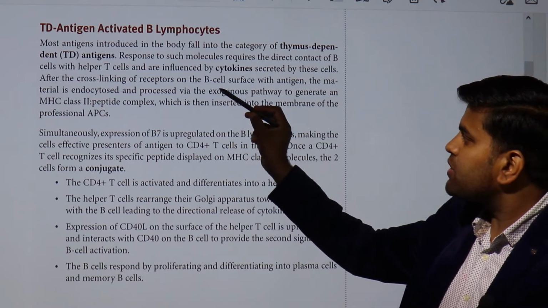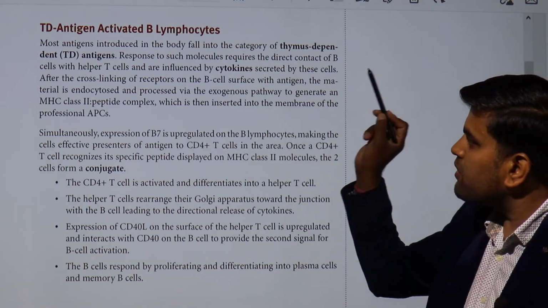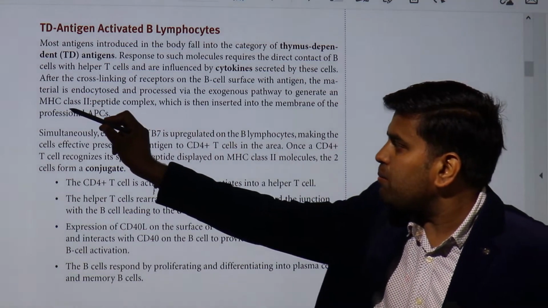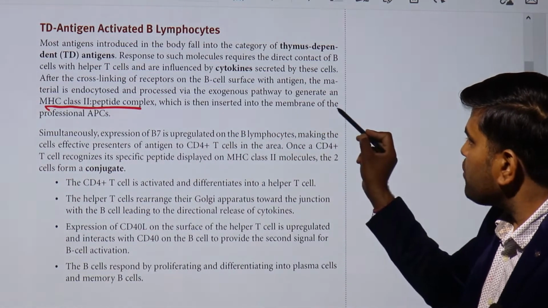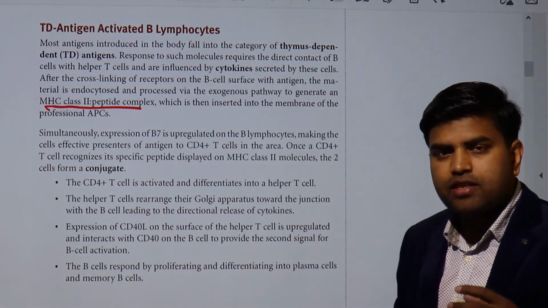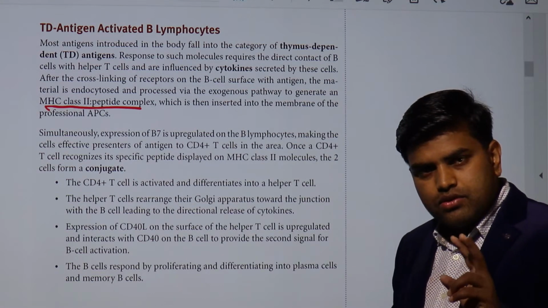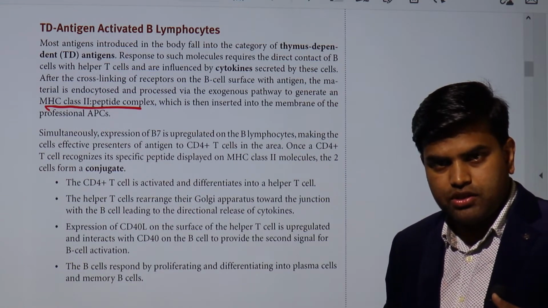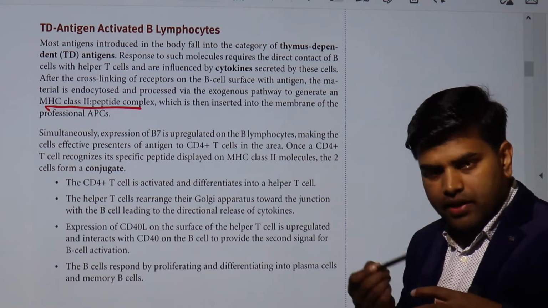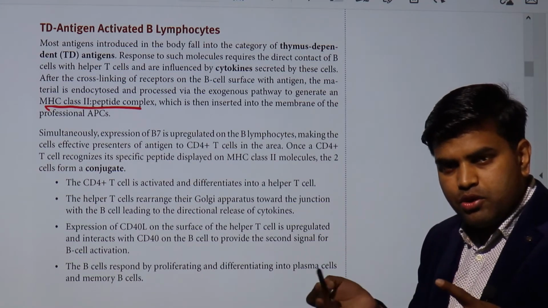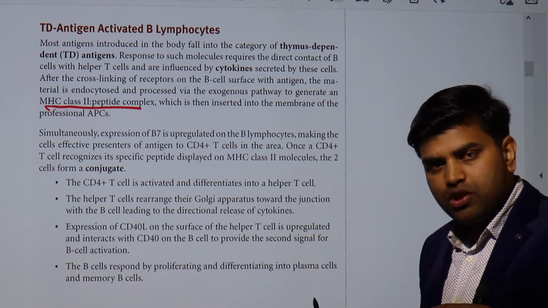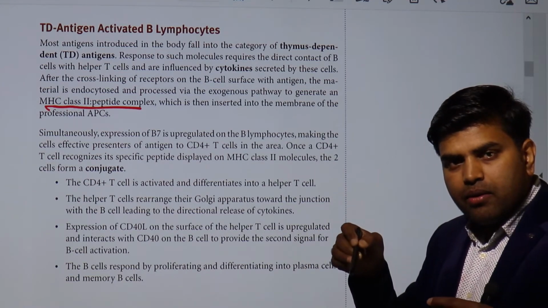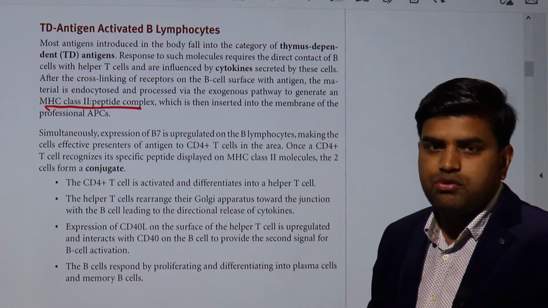After cross-linking of the receptor on the B cell surface with the antigen, the material is endocytosed and processed via the exogenous pathway to generate the MHC class II peptide complex, which is inserted into the membrane of the professional antigen presenting cell. There can be a confusion: the B cell itself is an antigen presenting cell, so it will process the antigen and present it on MHC class II to the T cell, then the T cell will be activated, and the activated T cell will activate the B cell back and convert it into a plasma cell.